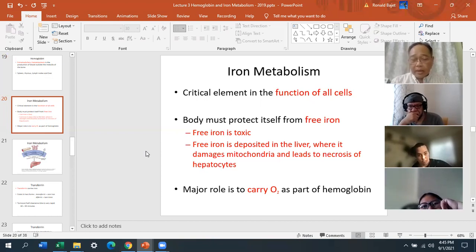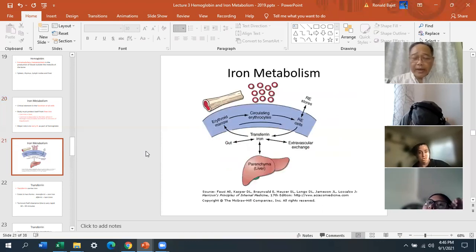So the main role of iron is to carry oxygen. Remember, to carry oxygen, it has to be in the Fe2+ or the ferrous form of iron as part of hemoglobin, and the ferric form to carry carbon dioxide to release it in the lungs. So the main role of iron is to carry oxygen. So here, this is iron metabolism.